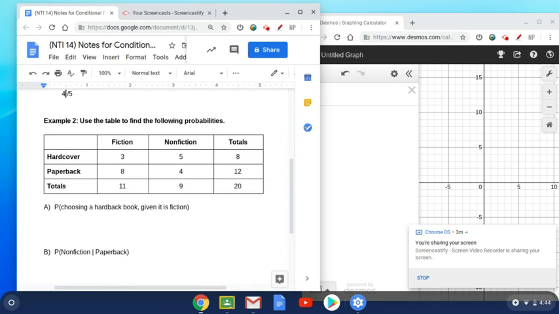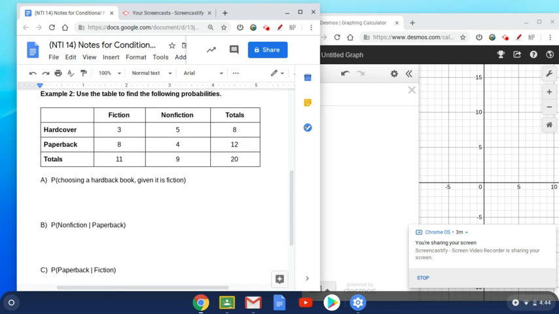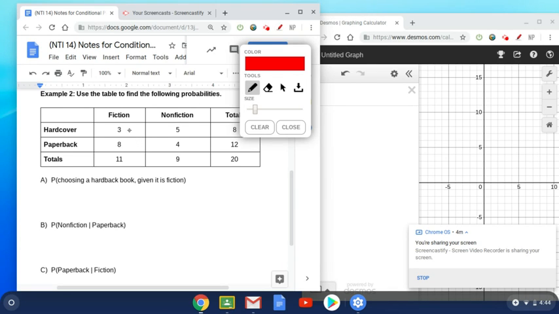Now we can also do conditional probability with a table. Part A says, what's the probability of choosing a hardback book given that it is fiction? So what's my condition? It has to be a fiction book. It may help you, if you're printing stuff out on paper, to mark the column that you're looking at. If it says given that it's fiction, those are the only 3 numbers that are allowed to appear in my fraction. So how many total fiction books are there? Well, there's 11 of them. So 11 is going to be the bottom of my fraction. Out of just those 11, how many are hardback? Well, 3.